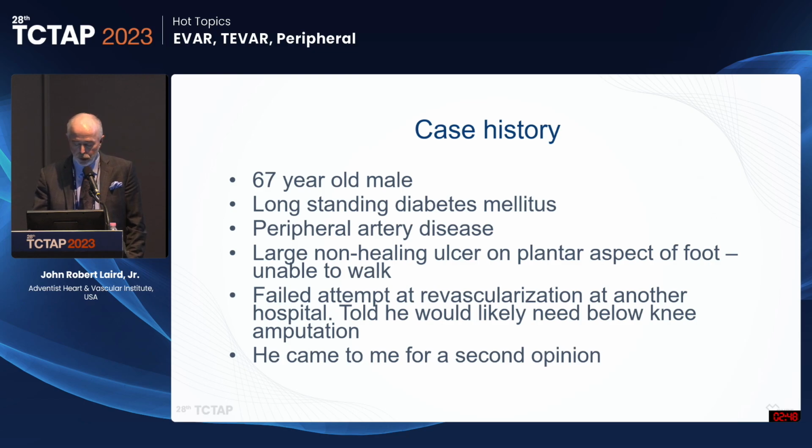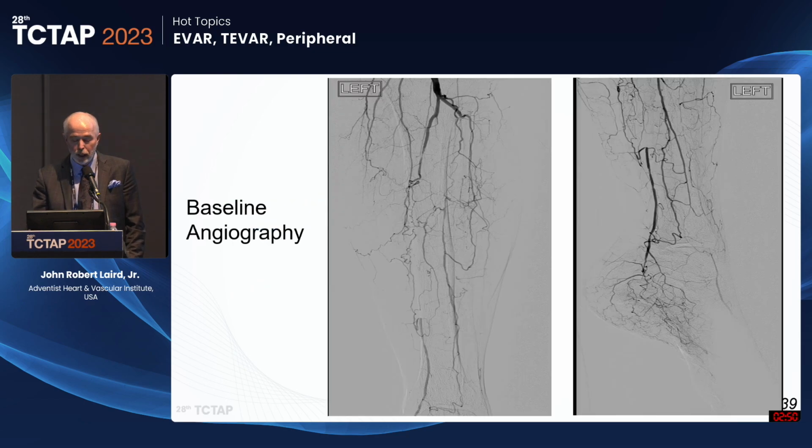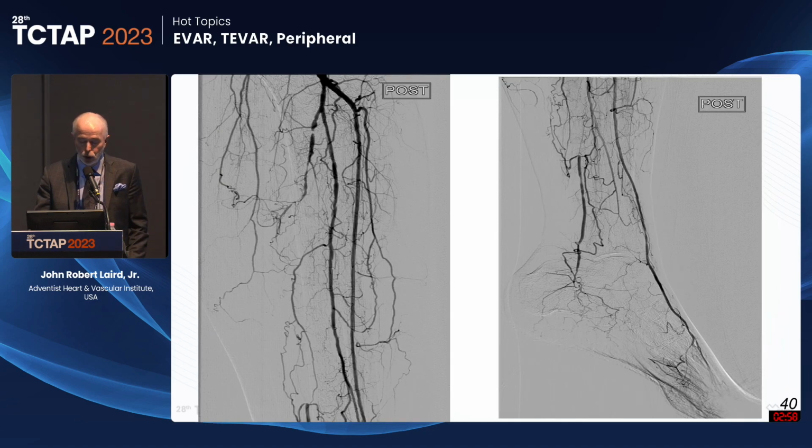He had had a failed attempt at revascularization at another hospital and was told he would likely need below-the-knee amputation. He came to me for a second opinion, had sort of the typical anatomic substrate with occlusion of all three of his infrapopliteal arteries. We were able to cross occlusion in the peroneal artery and the anterior tibial artery from above. Not really a particularly complex or difficult case, did not need bidirectional approach.